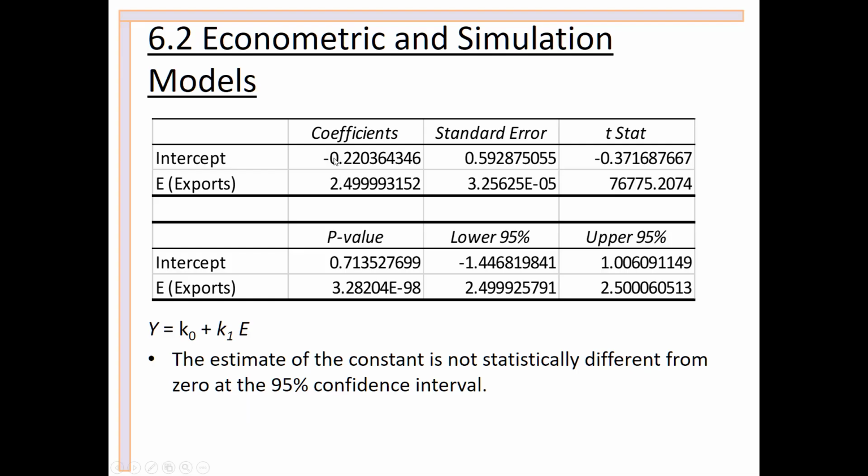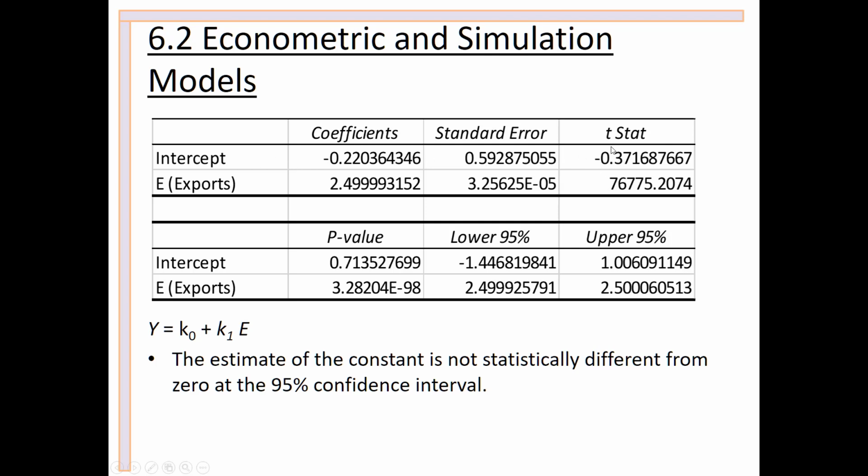Now, Excel estimated an intercept. However, the t-statistic of the intercept is smaller than 1.96. In this case, it's negative. So I would have wanted the absolute value to be smaller than 1.96. The t-statistics can be negative. Then I have to look at the absolute value.